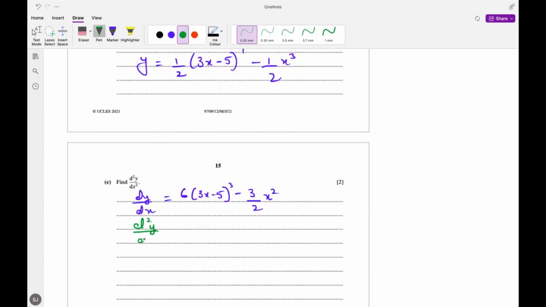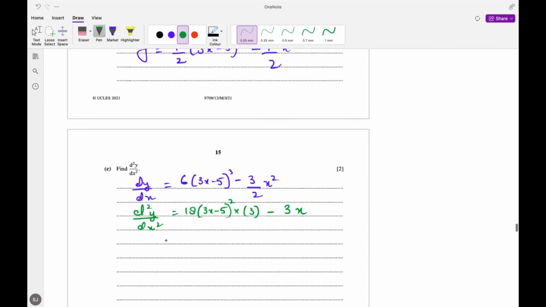So d square y dx squared will become 6 times 18 into 3x minus 5 to the power 2. And we'll multiply it by the derivative of 3x minus 5, which is 3. Minus, so this will become 2 times 3, 6 upon 2, 3x, as the power will decrease by 1. So this will be the expression for d square y upon dx squared. We can simplify it to write it as 54 into 3x minus 5 whole squared minus 3x.